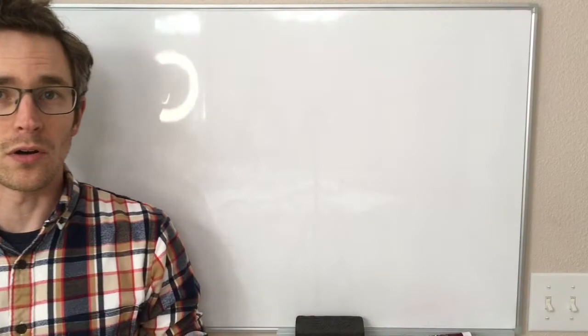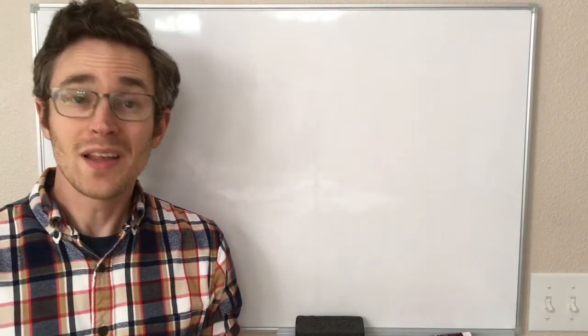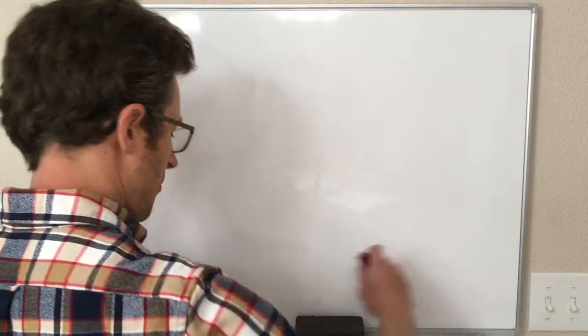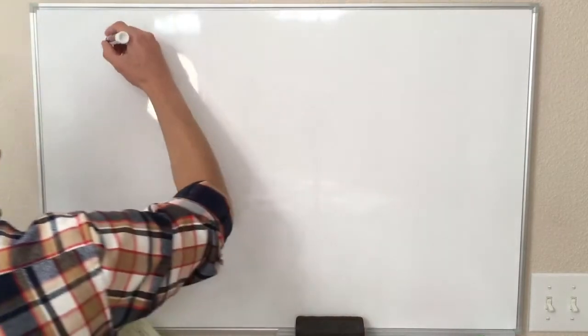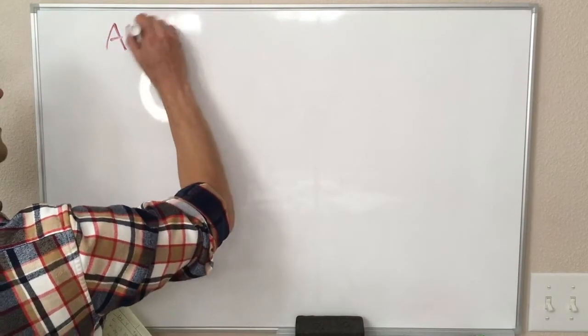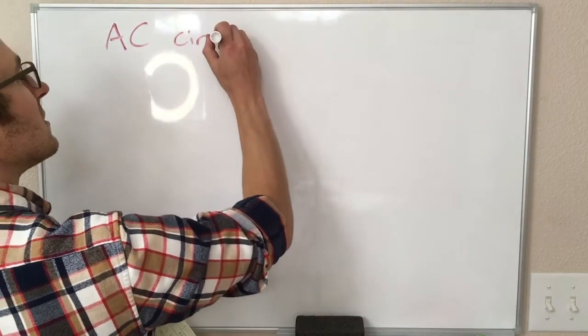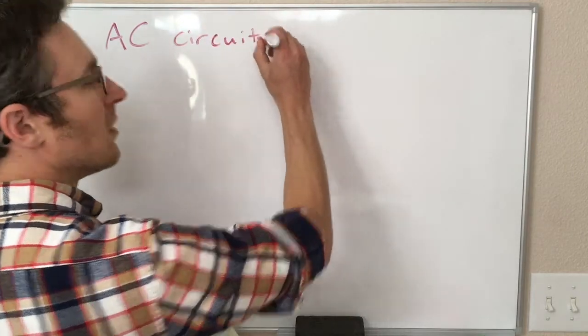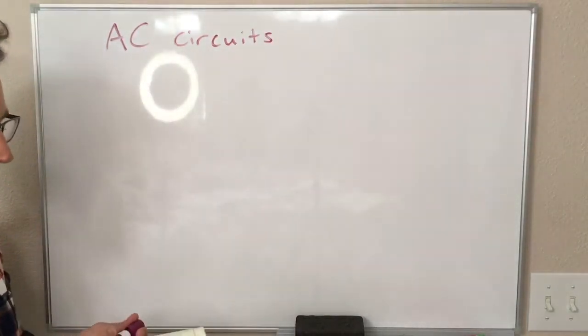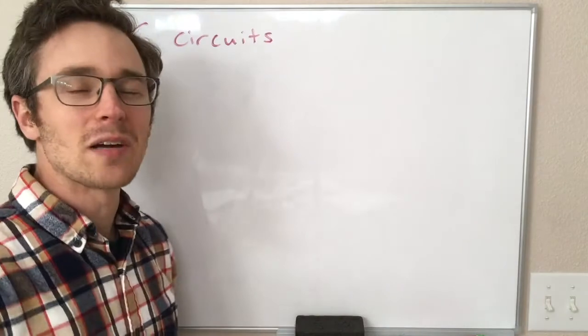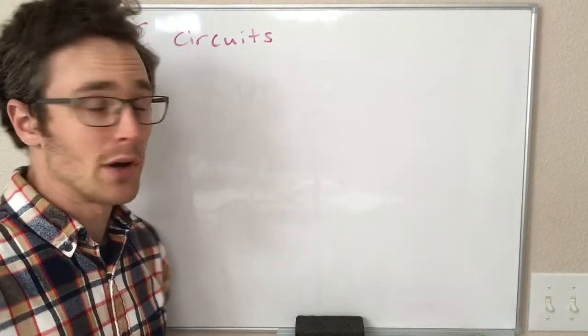Today we're going to start our next section of the course talking about AC circuits. So for AC circuits, it's just like DC circuits, except everything's changing all the time. So we want to talk about time dependence of a bunch of quantities, right?